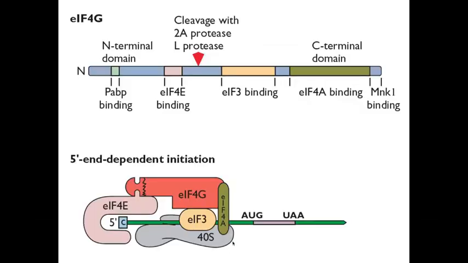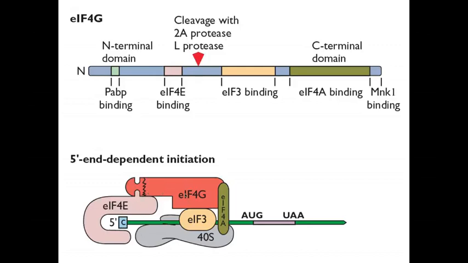EIF4G is a large protein, 220,000 Daltons molecular weight. It has, as shown at the top here, a variety of domains for interacting with other proteins, including poly-A binding protein, PABP, and we'll look at the function of that in a moment. EIF4E binding site is here, EIF3 binding site, and some sites for others as well. This 4G is cleaved by viral proteases from picornaviruses, and we'll talk about that later, but here is the cleavage site for the protease.